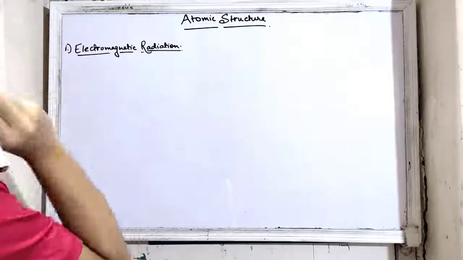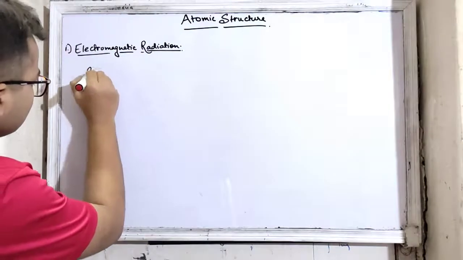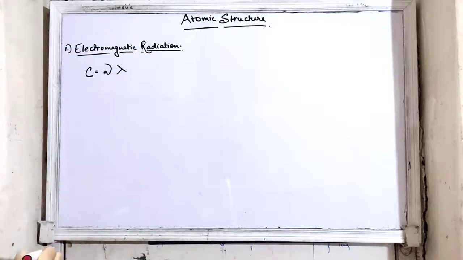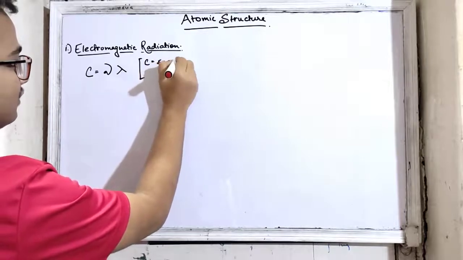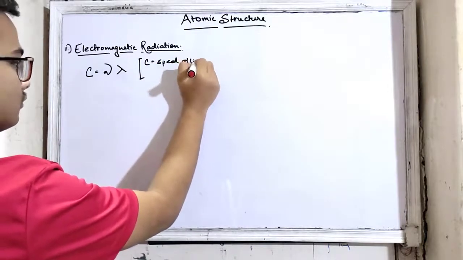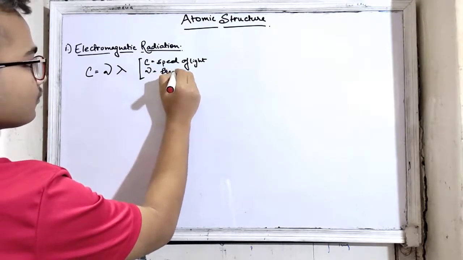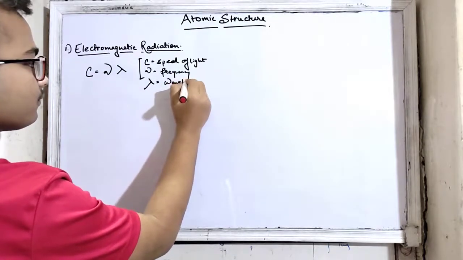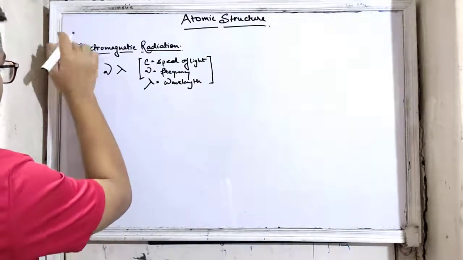Under electromagnetic radiation we come across a formula which says c equal to nu lambda. Here c is the speed of light, nu is frequency, and lambda is your wavelength. This is our formula number 1.